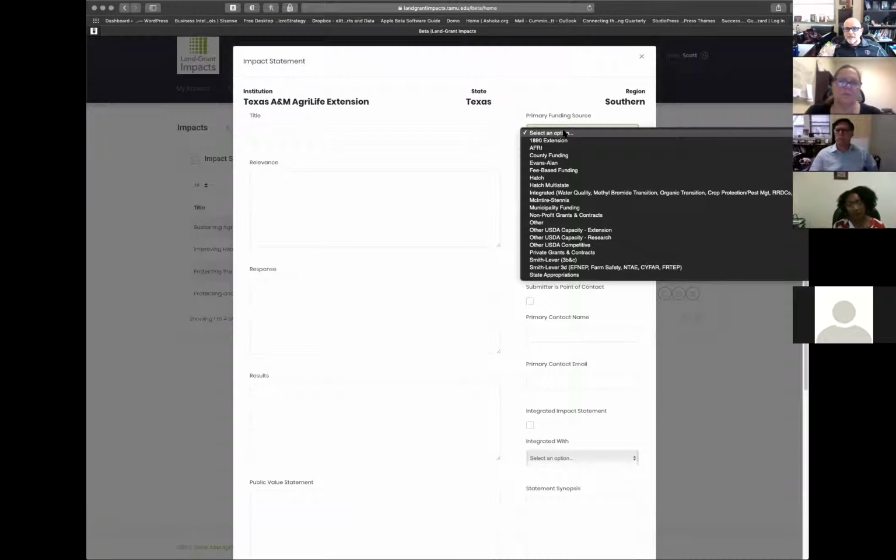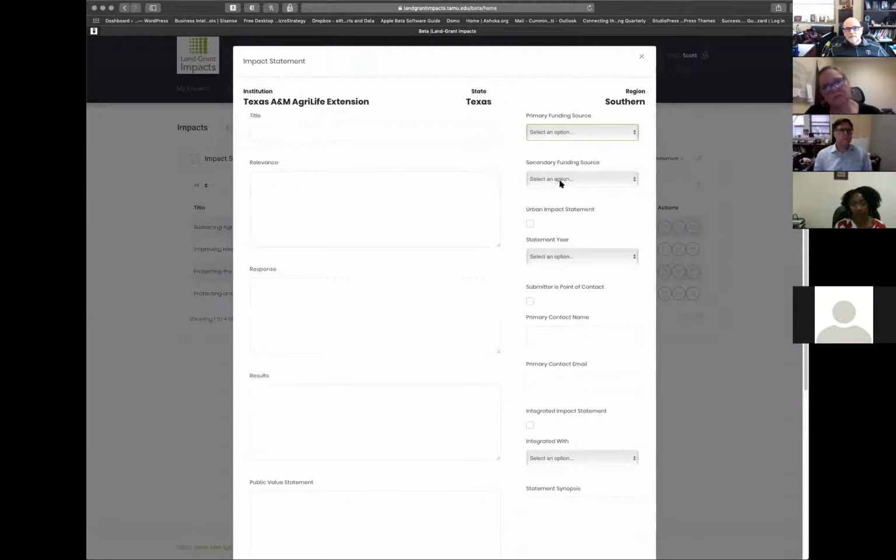Because this is both extension and research, this is a pretty exhaustive, long list. If there's something that's not fitting here, you've got a couple of others that you can pick, a secondary source. If you are doing an impact statement for an urban county, you have the opportunity to tag it as an urban impact statement. Statement year is the year of entry, not necessarily the year of impact.